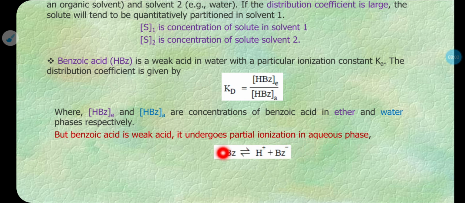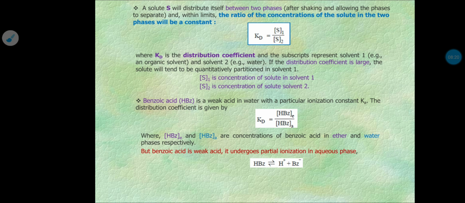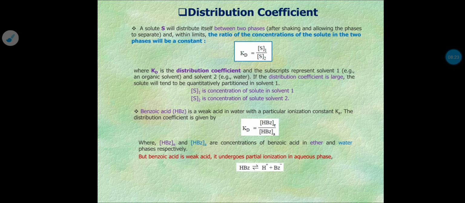This is the representation of benzoic acid, HBz. It is partially ionized to H plus and Bz minus. That means in the aqueous phase the concentration of Bz will increase, because some benzoic acid will be ionized. That's why the distribution coefficient has some limits. This distribution coefficient is not useful to study the distribution of a partially ionized solute. So the solute must be non-ionized.